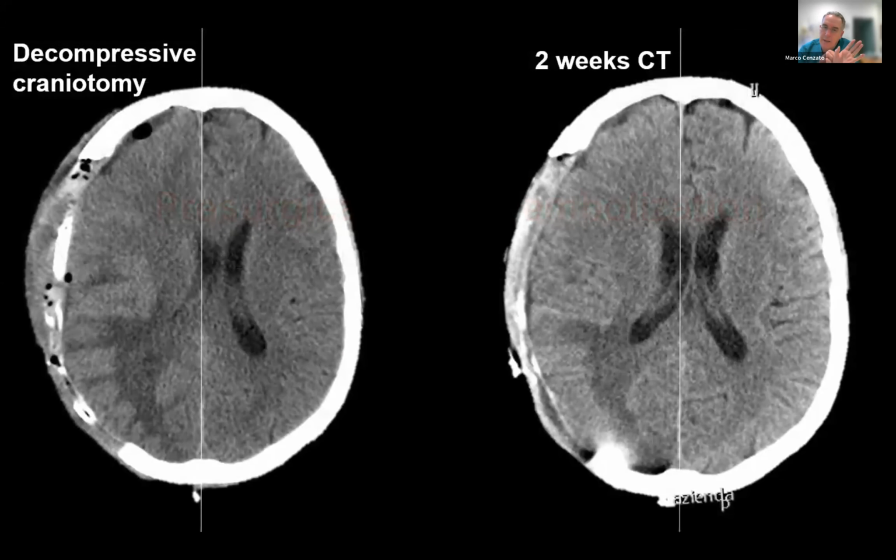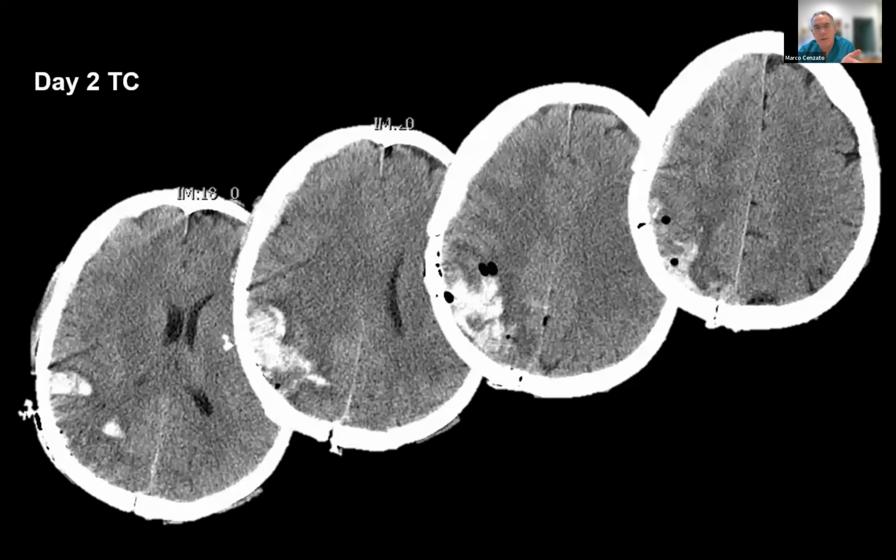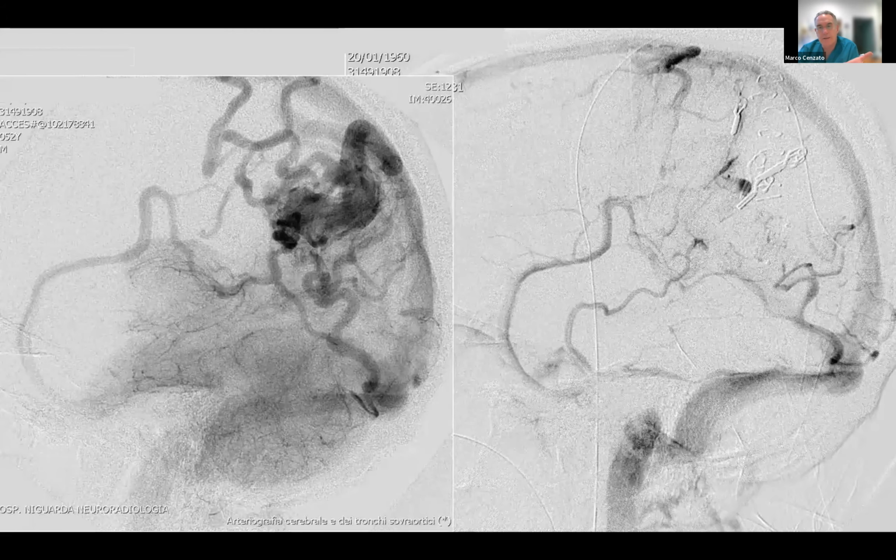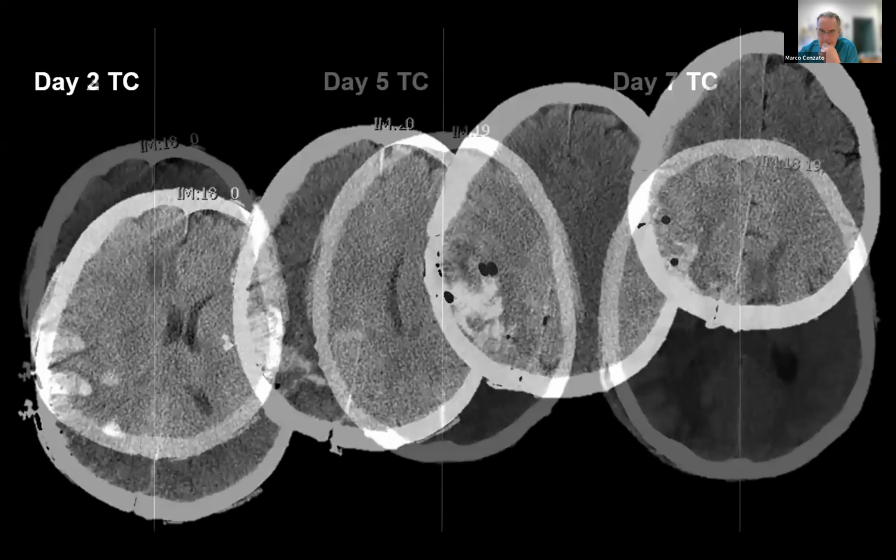We then put the bone back again, and the patient at the end did well, and he is still a plastic surgeon, and he still works, without problems at distance. But this was a problem due to the extension of the thrombosis of the veins that were also used by the brain, and this was underestimated before surgery.